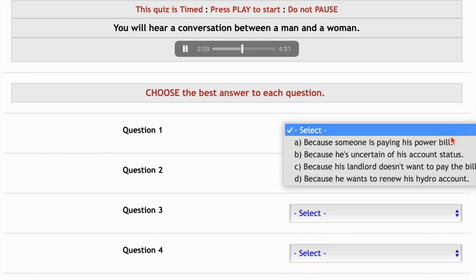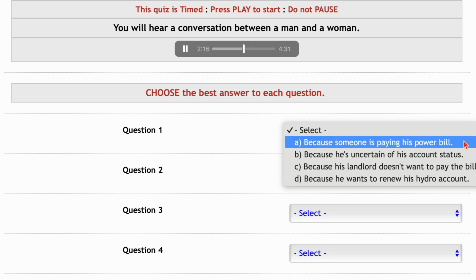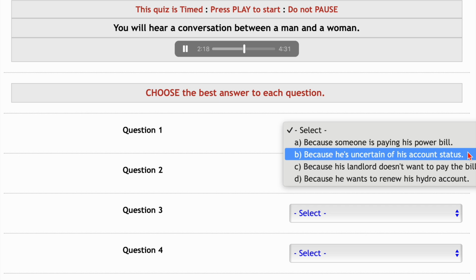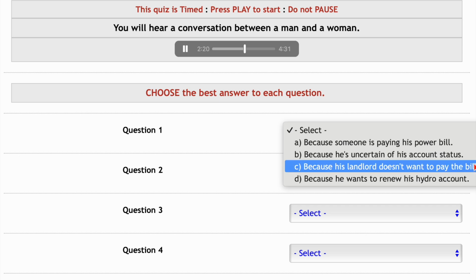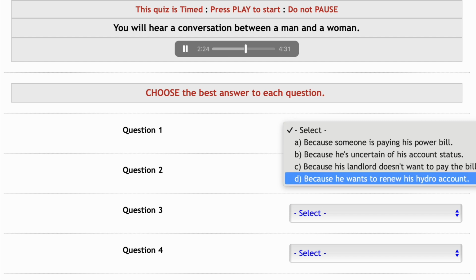Question 1. Why did the man call the woman? Because someone is paying his power bill, because he's uncertain of his account status, because his landlord doesn't want to pay the bill, because he wants to renew his hydro account.